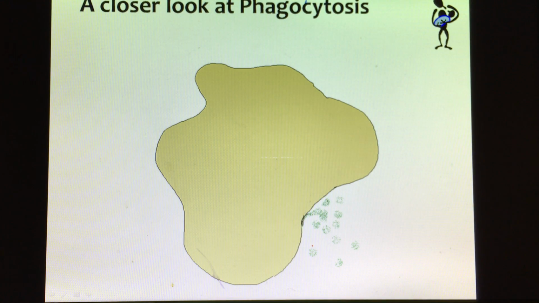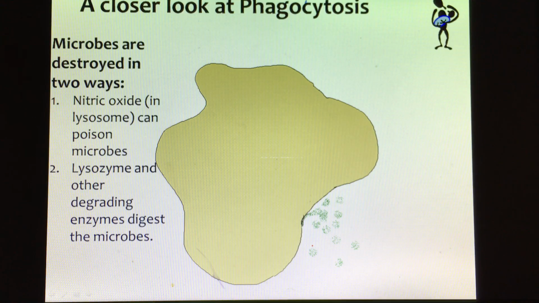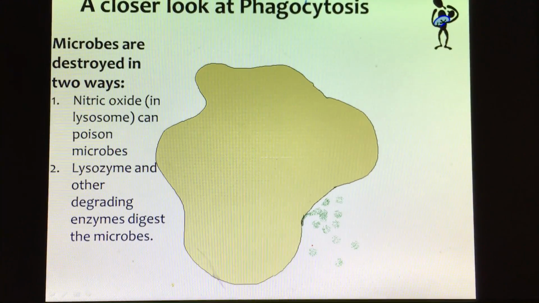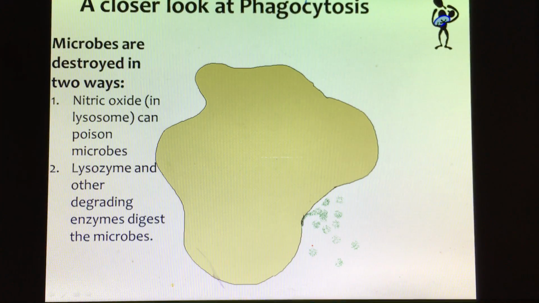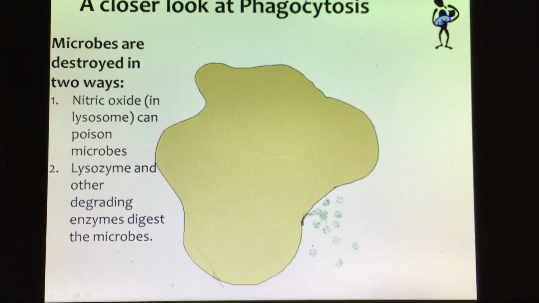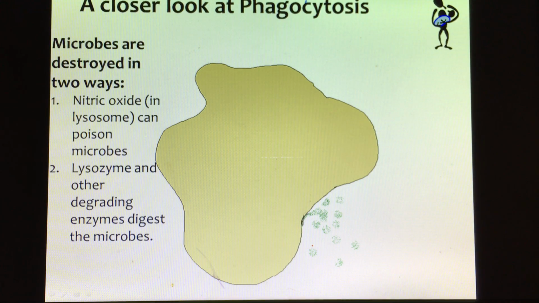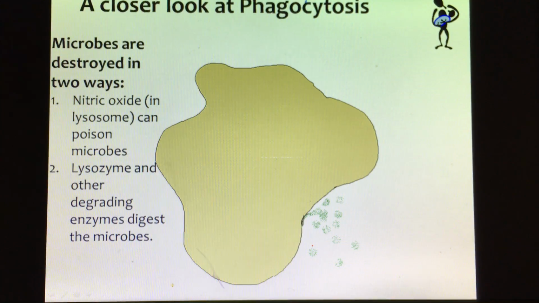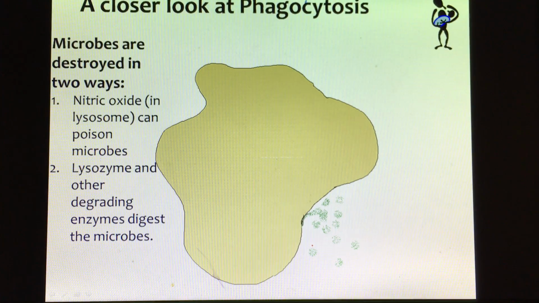exocytosis. So the two ways that microbes are destroyed in this process is by nitric oxide, which can poison the microbes, and there's also lysozyme, which is that enzyme that's going to degrade the cell walls of the bacteria. And then there's other enzymes inside of lysosomes that play a role in degrading molecules. So that's phagocytosis.